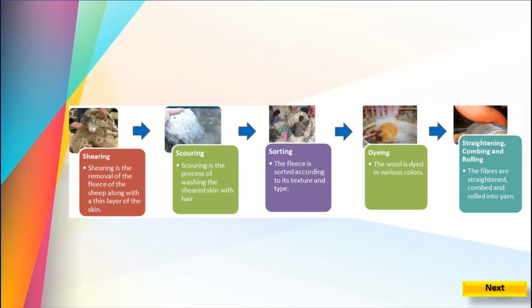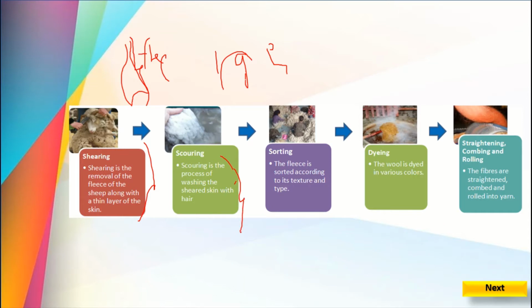So first it is shearing, right? Shearing is the removal of the fleece of the sheep along with a thin layer of skin, right? So the hair of the skin is removed or sheared. In the scouring, the dirt and all germs are removed, in a bucket or in machines, right? But the main part is to remove the dirt of the sheared skin or sheared hair.